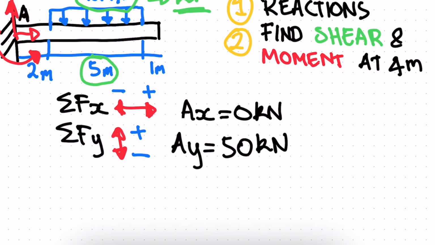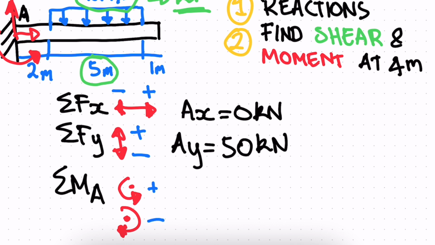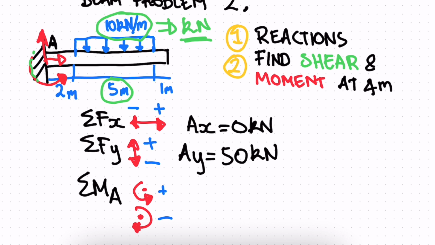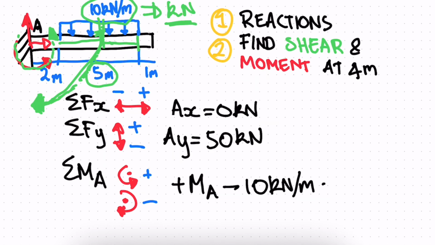And then we have the sum of moments about point A. Moments acting anti-clockwise we'll say are positive, and moments acting clockwise we say are negative. If we go to our beam, we have our positive reaction acting in this direction. So we have plus moment A, and then we have our negative moment caused by this distributed load. Our moment will occur halfway along this distributed load, so we can imagine we have a point load acting here.